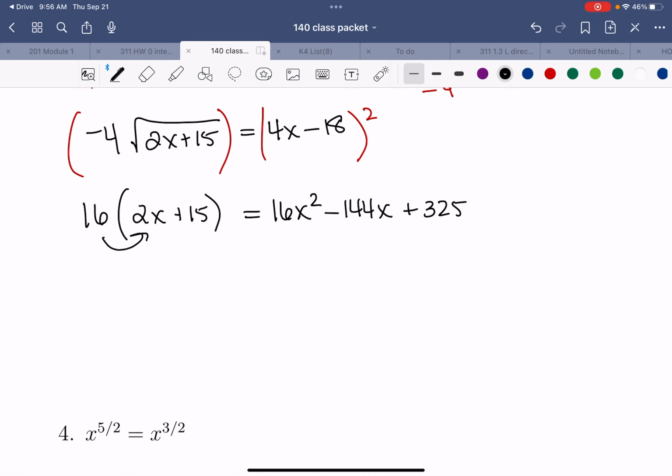And then we're going to go ahead and distribute. Actually, yeah, let's go ahead and distribute. Because, actually, hold on. Whoa. This is not a 5, it's a 4.